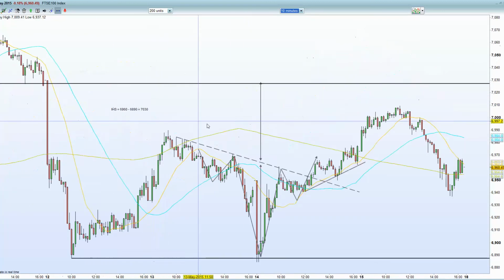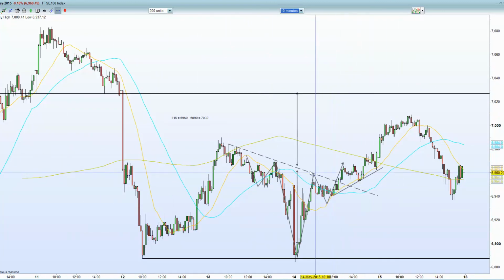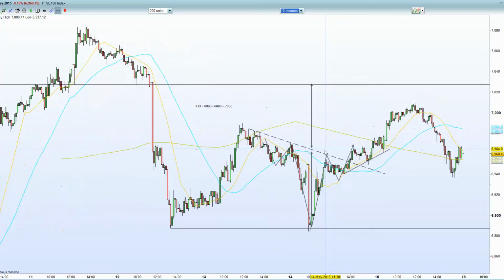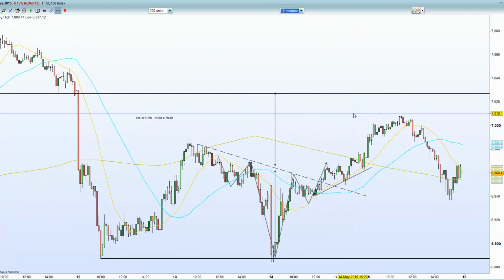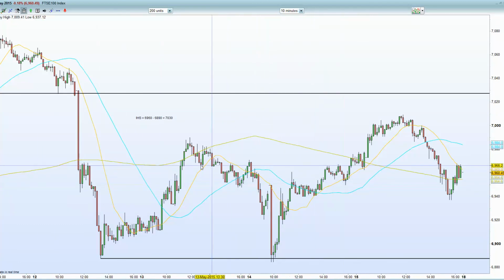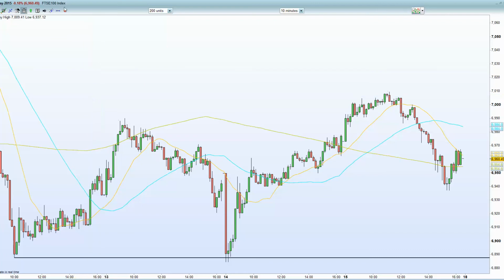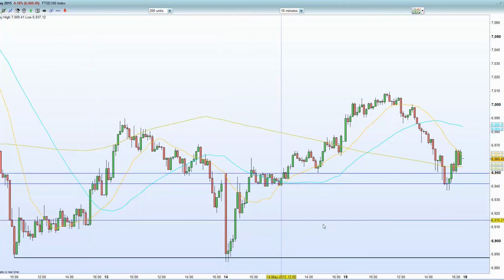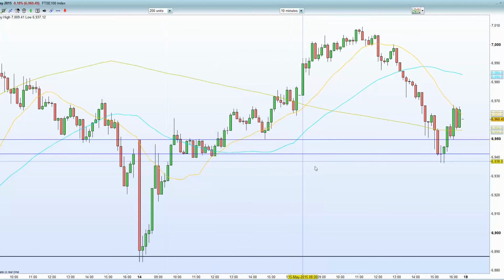Okay, so 10-minute chart, the inverted head and shoulders formation is still there. 7030 was a target. We got as high as 7010. So certainly have to pay respect to that for now. I'll get rid of that potential pattern. Okay, so at this current juncture, what we're looking for, you have this and this. So we're into this horizontal support zone here.